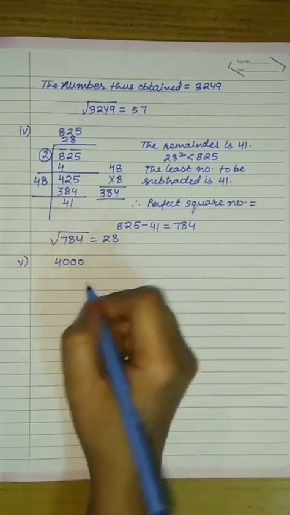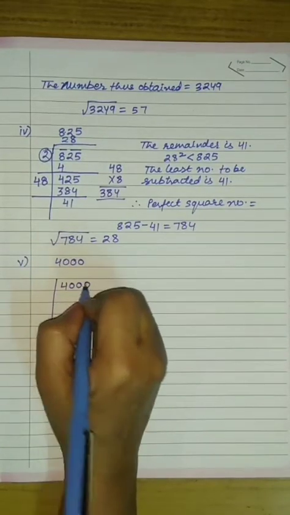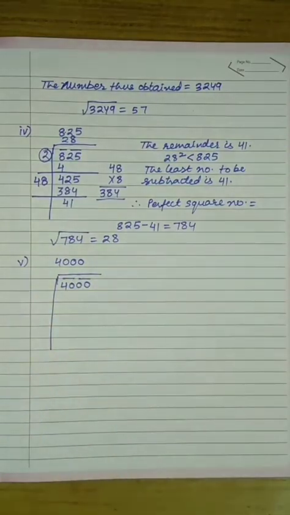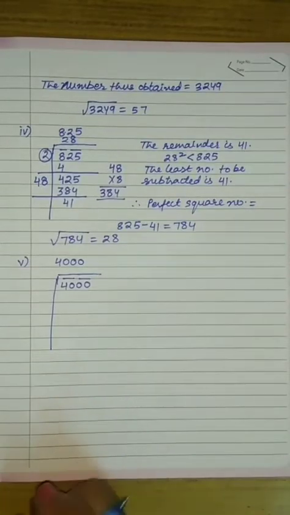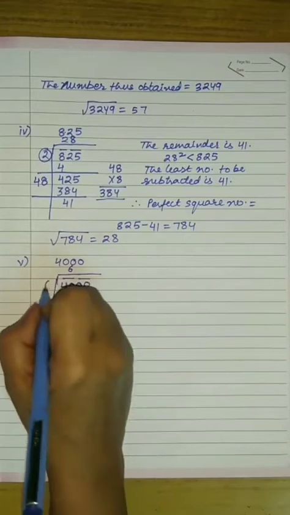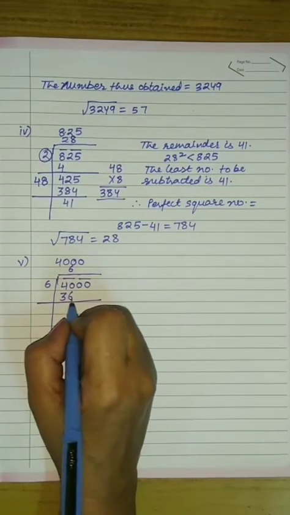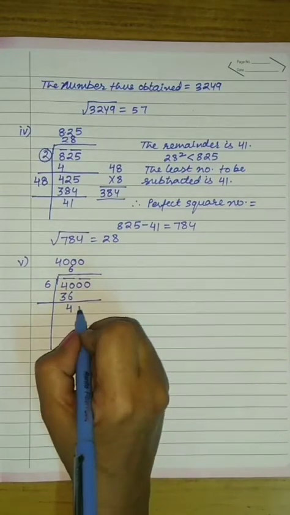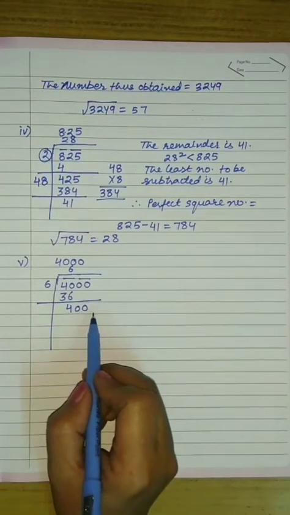4000. The number is 4000. By putting a bar on this number, we got one bar on 00 and one bar on 40. Now the number which multiplied by itself is less than 40 is 6, 6 6s are 36. On subtracting 36 from 40, we got 4. Taking down the next bar, that is 00, our new dividend is 400.